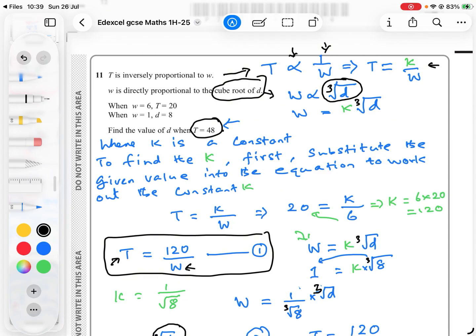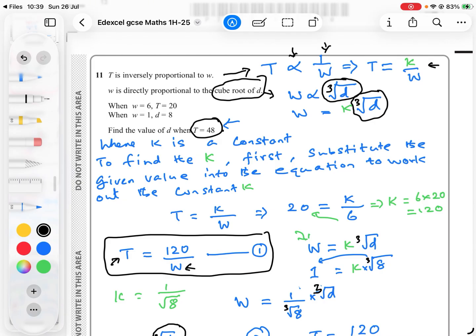So W can be written as K times cube root of D, K to be determined, where K is a constant. To find, then: when W equals 6, T equals 20. When W equals 1, D equals 8. Find the value of D when T equals 48.